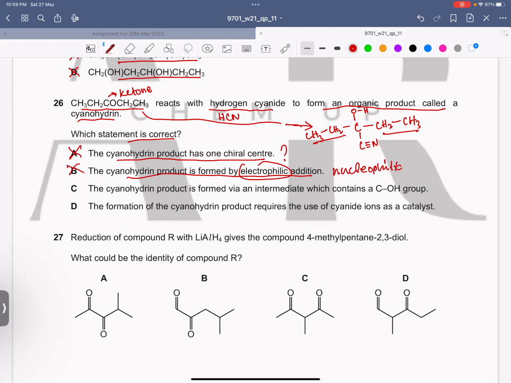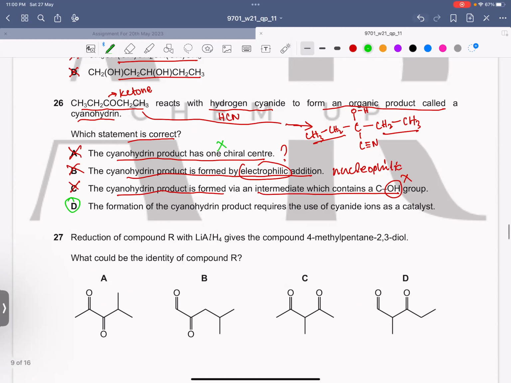So B goes wrong. Cyanohydrin product is formed via an intermediate that contains a C-OH bond. No, in the intermediate there is an oxygen with a negative charge, not OH. The H is bonded to oxygen at the end of the reaction, so there would be no intermediate containing an OH group. So C goes wrong. It means D is the correct answer.